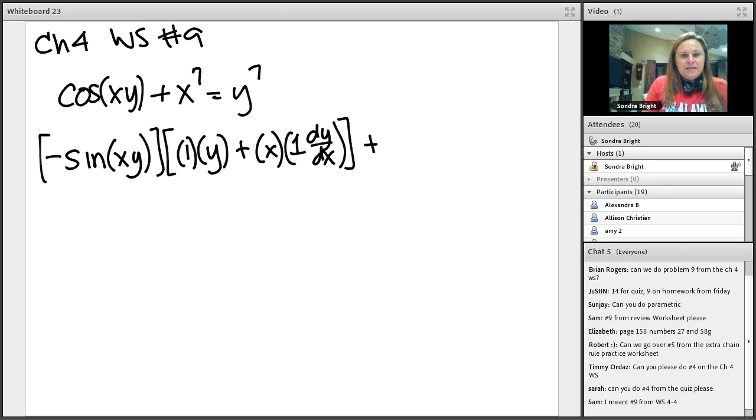And then plus the derivative of x to the 7th, which would be 7x to the 6th. There's no y there, so you don't need to go times dy/dx. And then the derivative of y to the 7th will be 7y to the 6th, and that's times dy/dx.